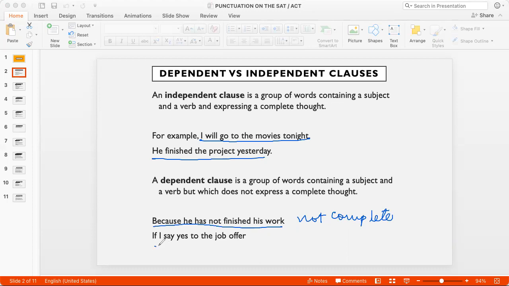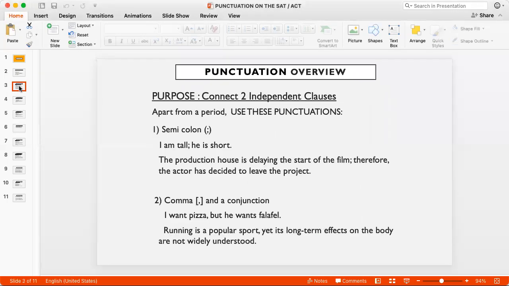Similarly, if I say yes to the job offer, this too is not complete because there's something else that needs to be said. If I say yes to the job offer, I'll have to move to another city. So this distinction between an independent clause and a dependent clause is very important as we discuss punctuation. So let's say my purpose is to connect two independent clauses, that is to say two independent sentences. Then I can use a semicolon.